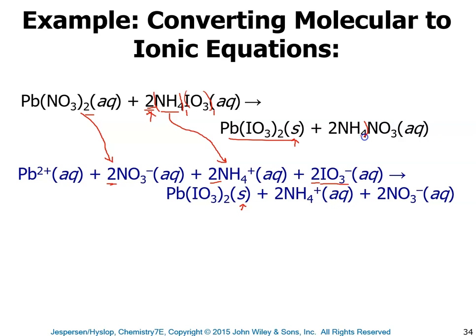And then the NH4 and the NO3, those are polyatomics as well. And we have an inferred 1, so those will have a positive and negative 1 respectively. Also, we have that 2 in front, so we need to make sure that we have 2 of those ions represented. So that is how we generate an ionic equation.